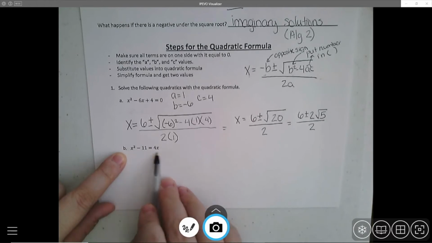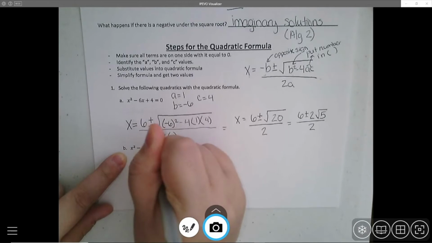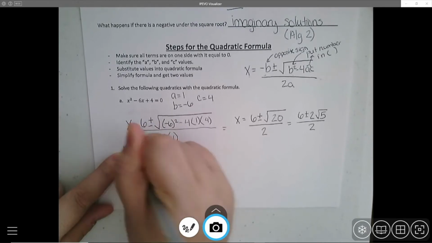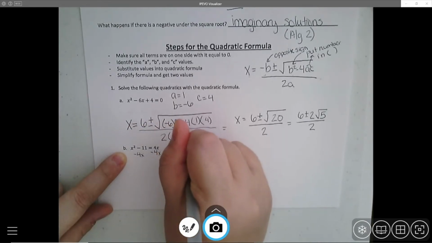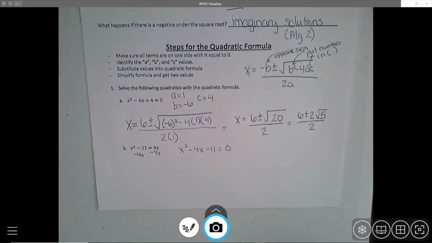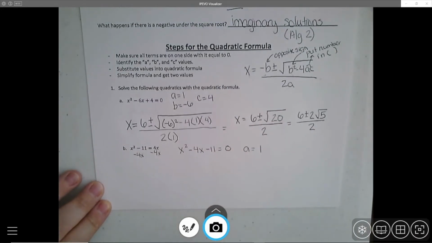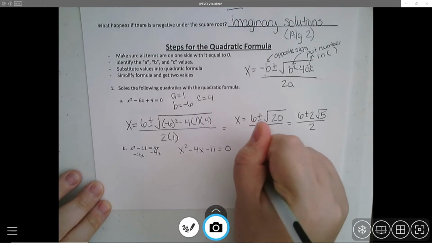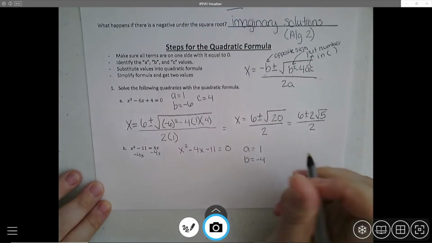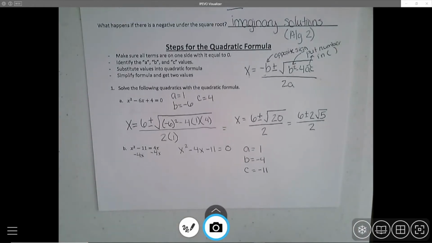Okay, here on B, it's not set equal to 0. The easiest thing to move is this 4x. So I'm going to subtract the 4x on the other side. This is going to look like x squared minus 4x minus 11 equals 0. I can't combine the 4x with anything because there's no like term. So now, A equals what's in front of x squared, which is 1. B equals what's in front of x, which is -4. C equals the constant or the number at the end, which is -11.